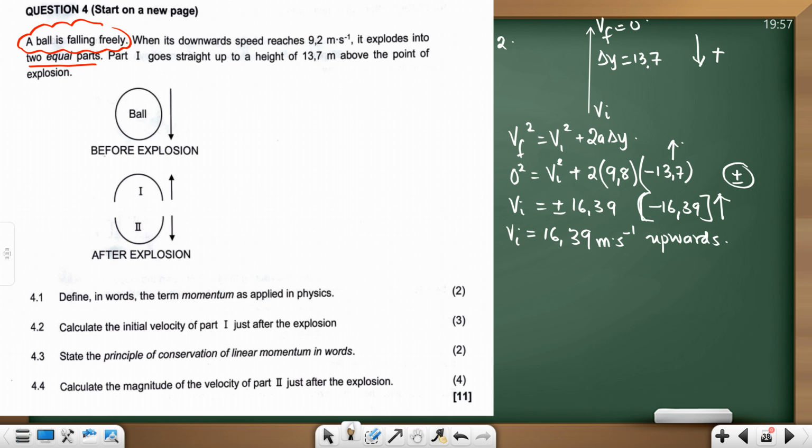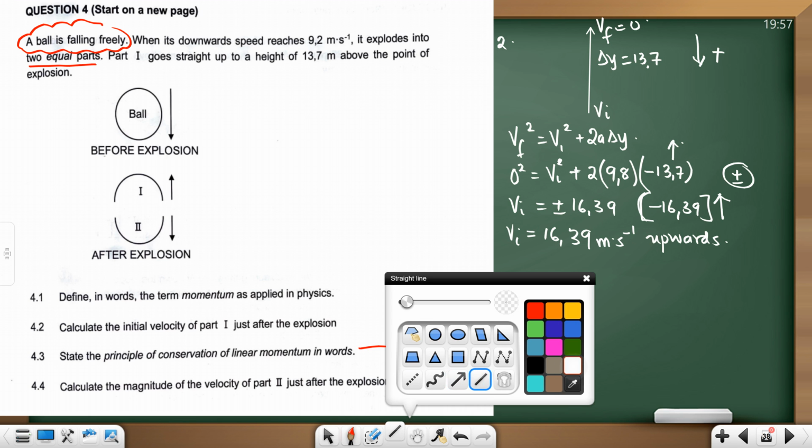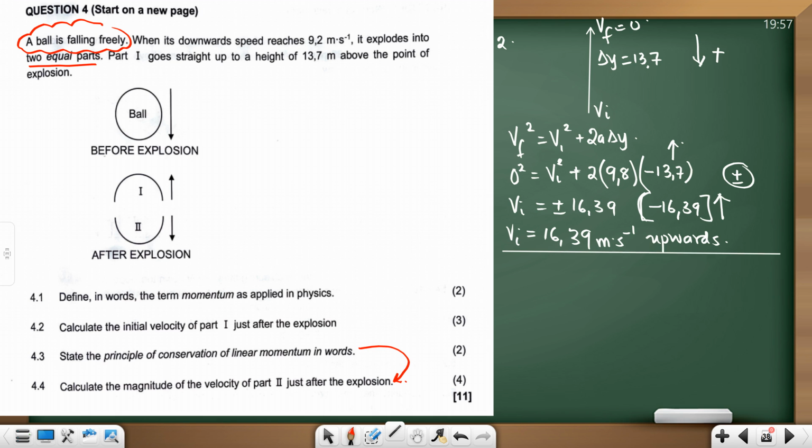State the principle of conservation of linear momentum. All right, I'm passing that. In an isolated system, the total linear momentum is conserved. 99.9% of the time, you have to use it in the next calculation. It always works. Now, what are we looking for? We are looking for the velocity of part 2 after explosion.